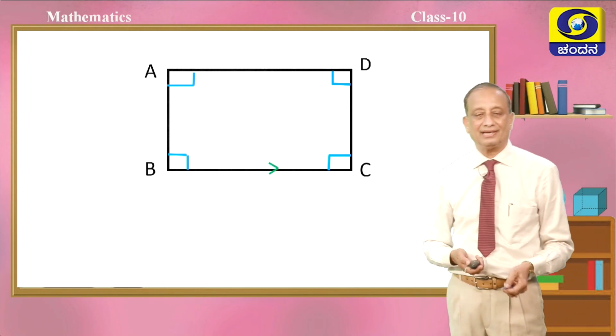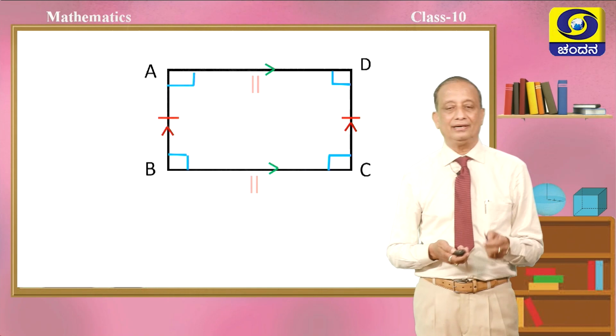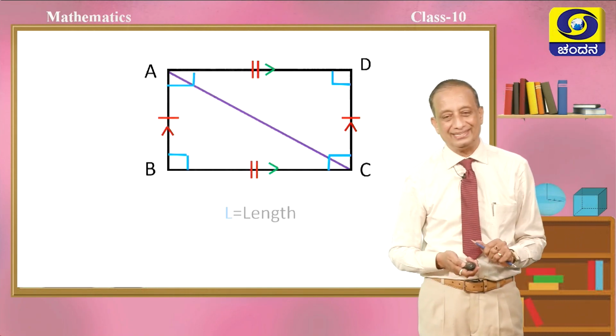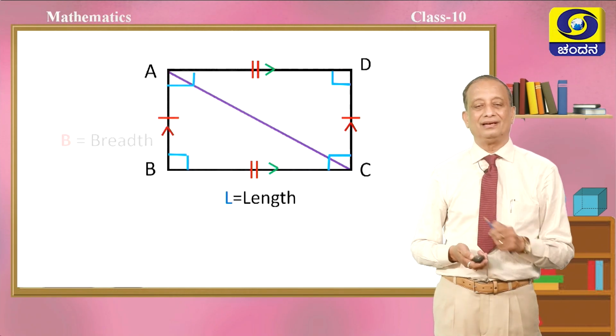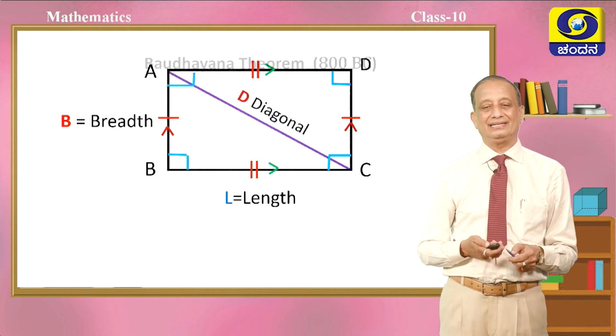Here is a rectangle ABCD in which two pairs of opposite sides are parallel and equal also. If you join AC, children, you get the diagonal. Let l be the length, b be the breadth and d be the length of the diagonal, children.